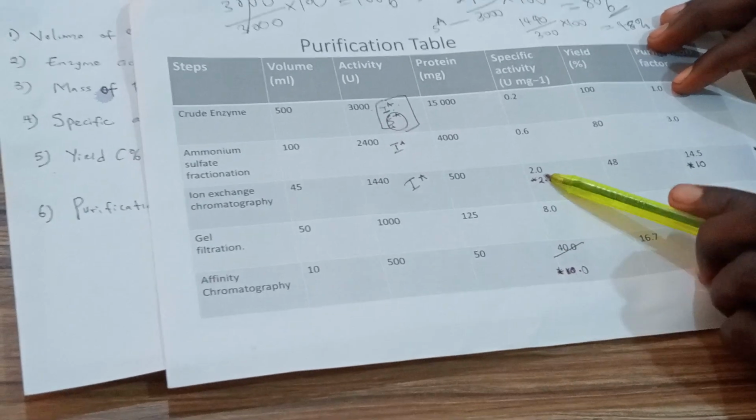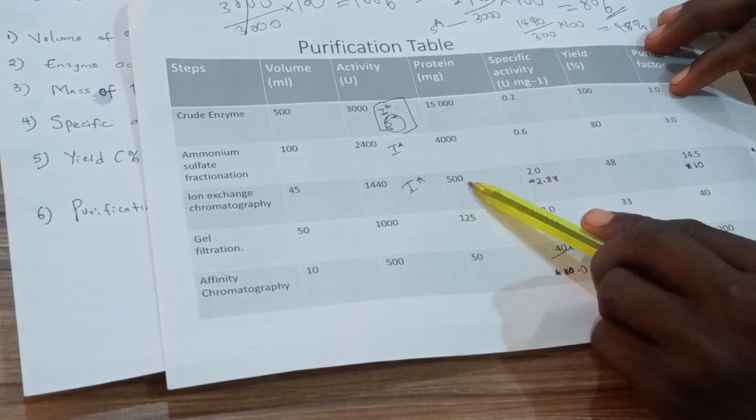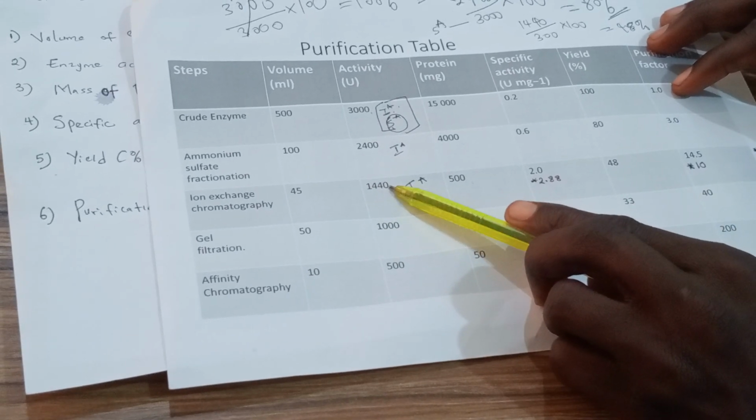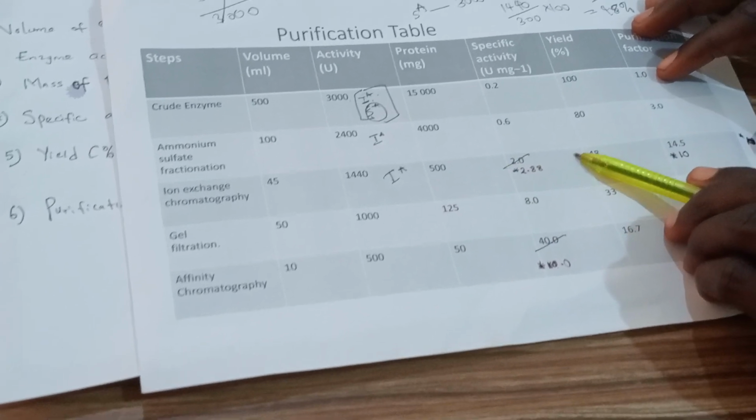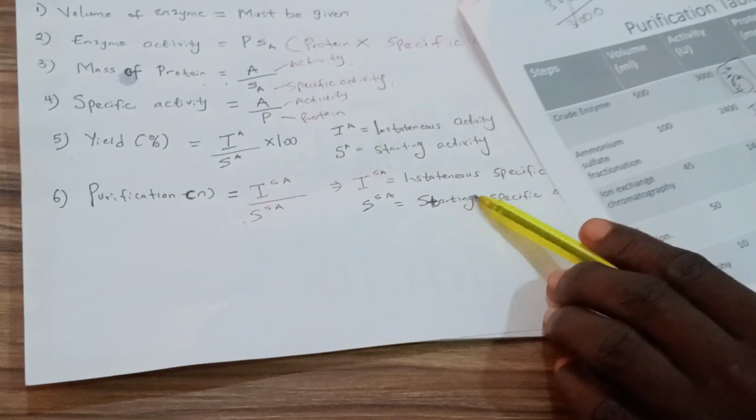10. And in this case, if you say 1440 over 500, 1440 is not 1000. That will give us 2.88. That means 2.0 is wrong. It's supposed to be 2.88. Do you get it? This formula works. Just make sure you are familiar with it.